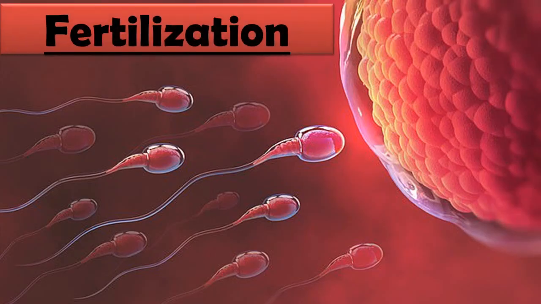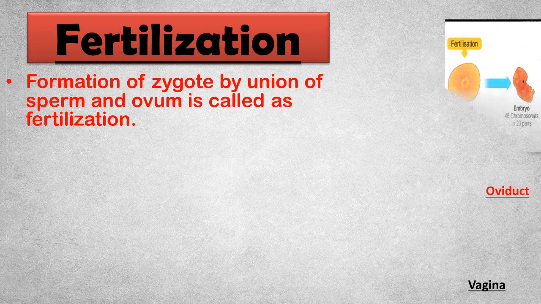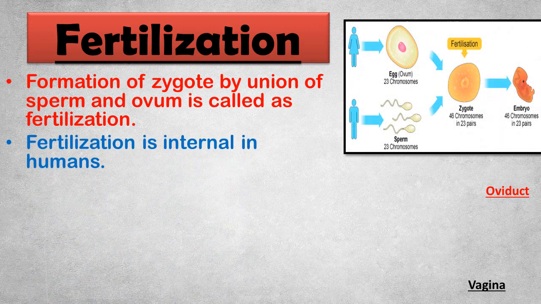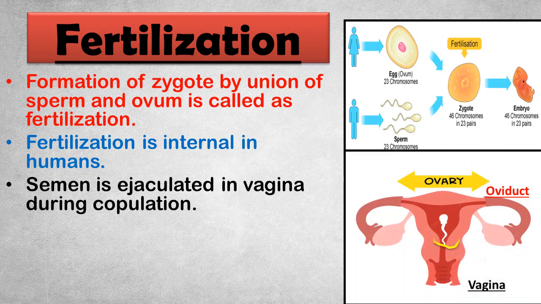Okay, our next topic is fertilization. So students, the formation of a zygote by union of a sperm, that is a male sex cell, and an ovum, that is a female cell, is called fertilization. Fertilization is internal in humans, and semen is ejaculated in the vagina during copulation. So students, what is ejaculation? Ejaculation is the discharge of semen from the male reproductive tract. It is discharged into the vagina of a female during copulation.